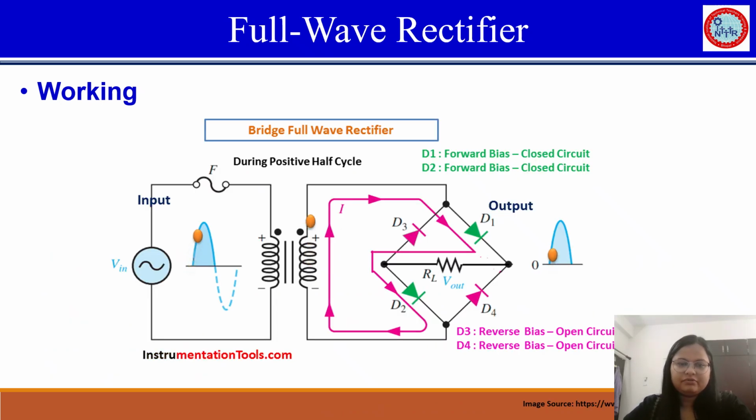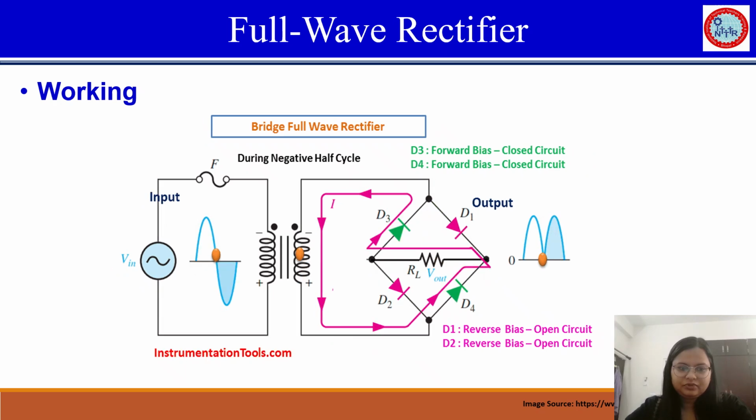Now we will talk about the full-wave rectifier. It converts both halves of the AC input into DC output. This is more efficient. There are two main configurations, the center tap rectifier using two diodes and the bridge rectifier using four diodes. Both produce continuous pulsating DC across the load.